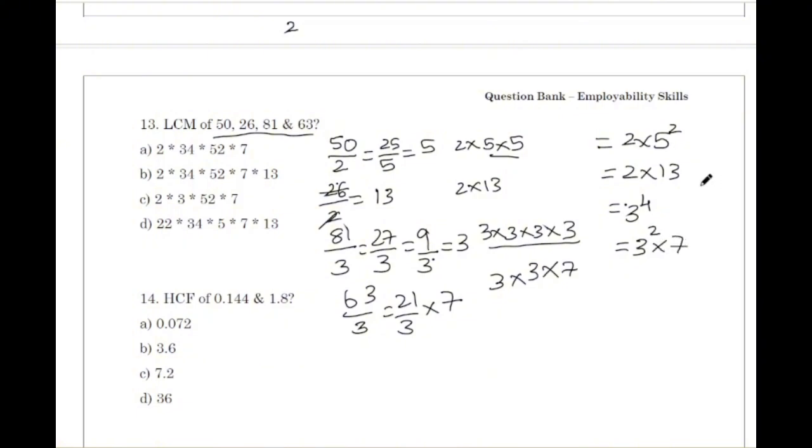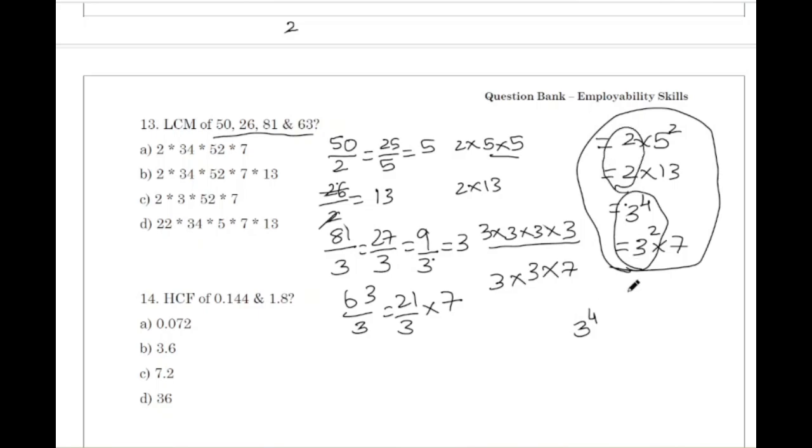So what we're supposed to do, I have told you very clearly, in LCM we are taking all the prime factors, but with an exception that if any prime factor is repeating, like for example here 3 is repeated, we'll take only the one which has the highest power. So let's start from the beginning. See, the 2 is repeated, so we'll take only one 2. Then 5 is not repeated, so we'll take 5 to the power of 2. Then we're gonna take 3 to the power of 4, and then we're gonna take 7, and then 13.